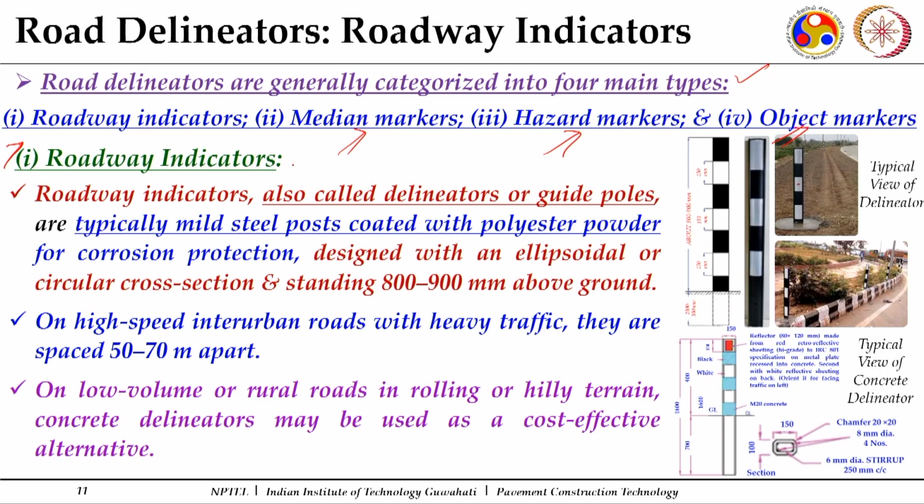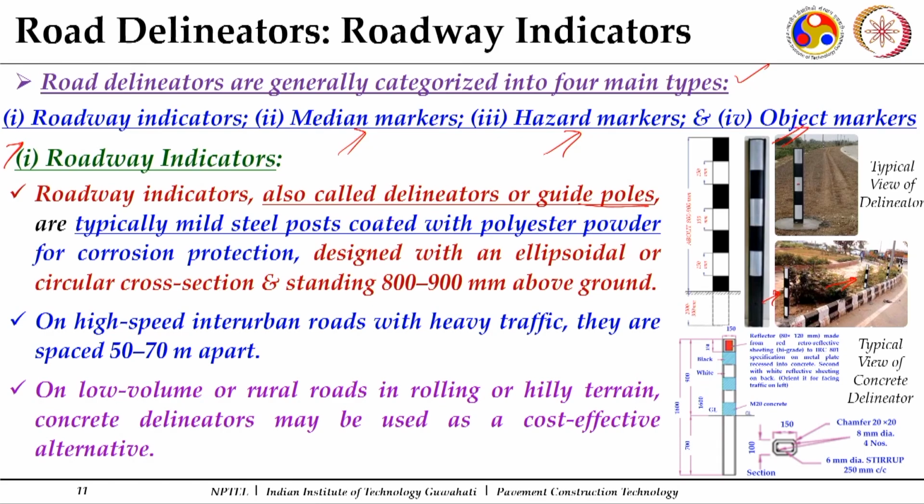Now, let us look into the first one, which is roadway indicators. They are also called delineators or guideposts. You might have seen them placed at various locations. You can see here it is placed just near to this particular curb. Normally a gap of maximum 10 centimeter is there from the curb face to the face of this particular pole. So, you can see on the curb side, on the edge side, these guideposts are placed.